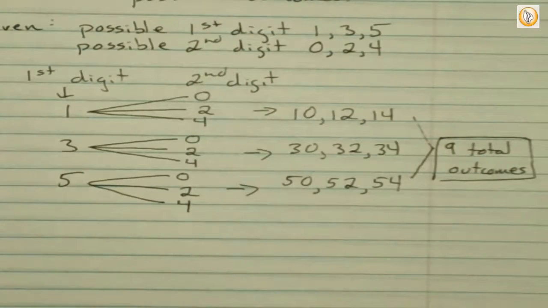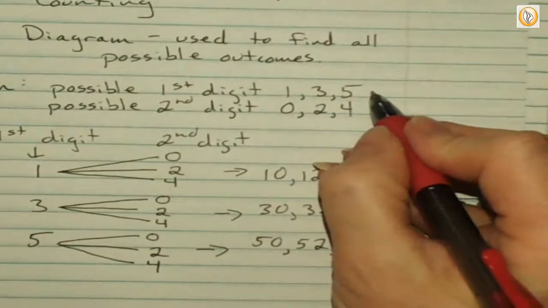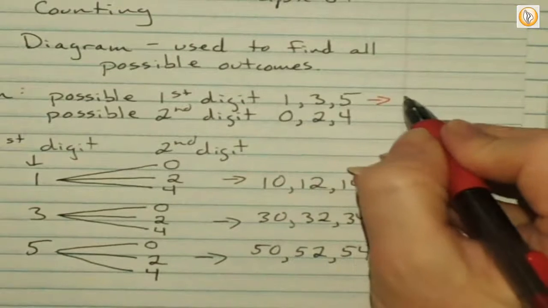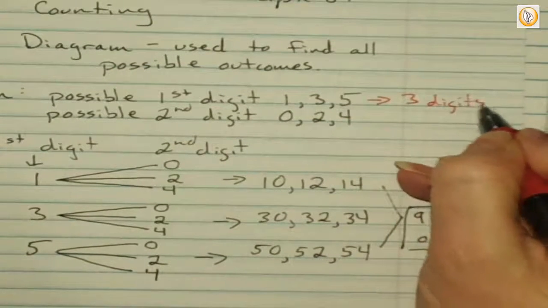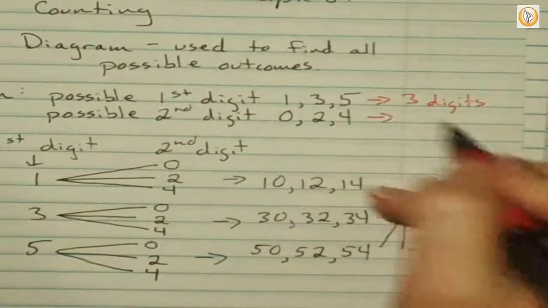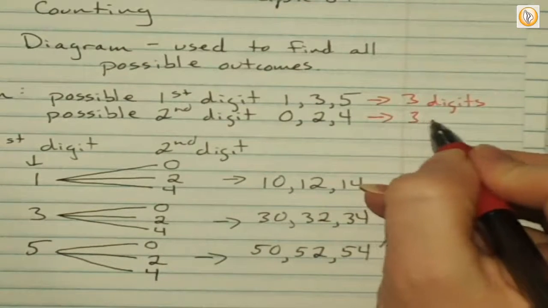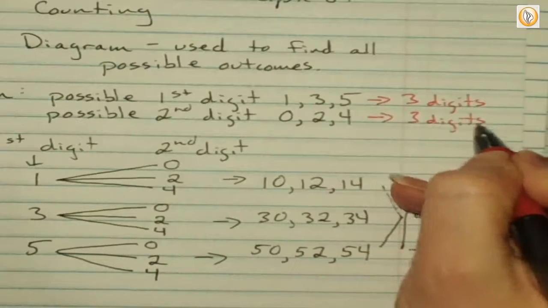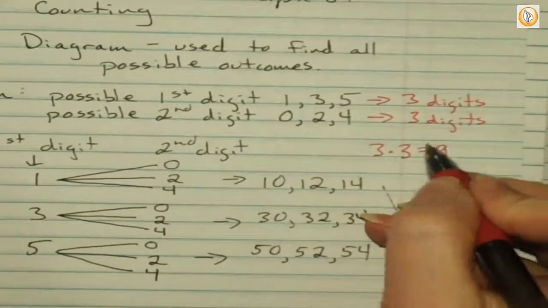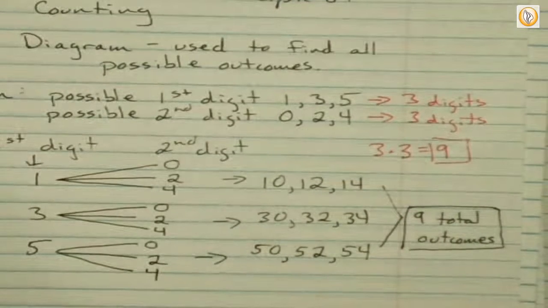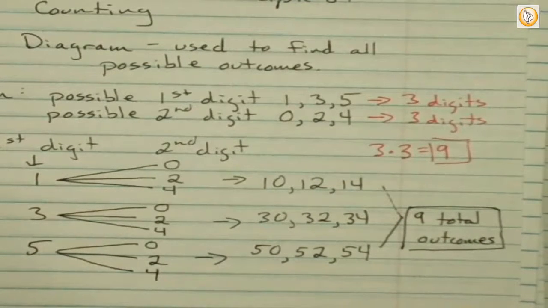But I don't have to draw this tree out if I don't want to. How many choices did you have up here? 3. 3 digits. How many choices did I have right here? 3. 3 times 3 is what? 9. Or we could do that. That's so much easier.